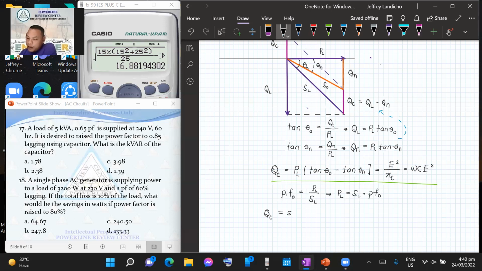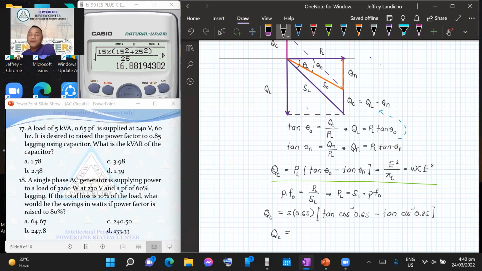Apparent power in kilo, that is 5. Original power factor is 0.65. Okay? Multiplied by tangent. Ano yung original power factor angle? So you have to take arc cosine of 0.65 minus tangent of the corrected power factor, arc cosine 0.85. So agad, meron na tayo reactive power of this capacitor bank.